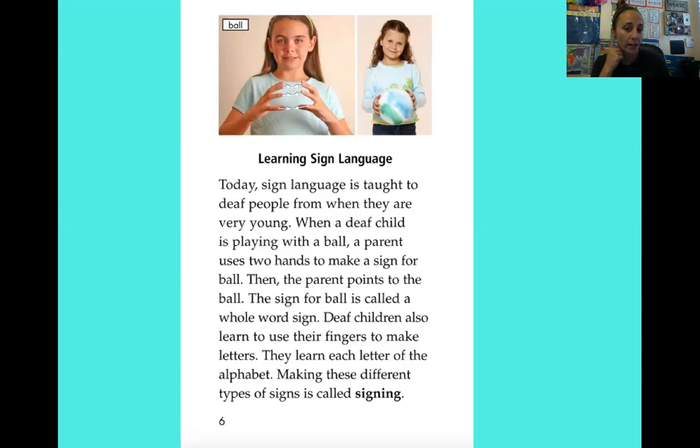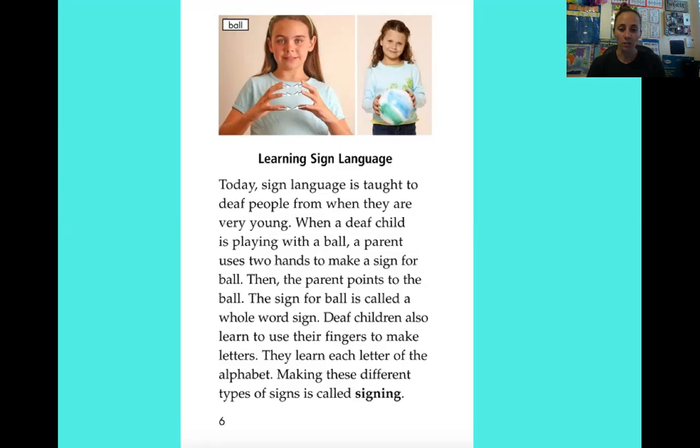Remember, people who can't hear, from when they were very young. When a deaf child is playing ball with a parent, he uses two hands to make a sign for ball. The sign for ball is called a whole word sign. So they don't spell it out like this, B-A-L-L. They just say ball. It's easier that way than saying B-A-L-L. They use a whole hand sign.